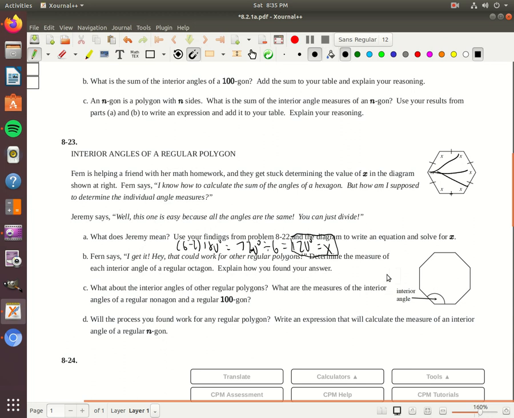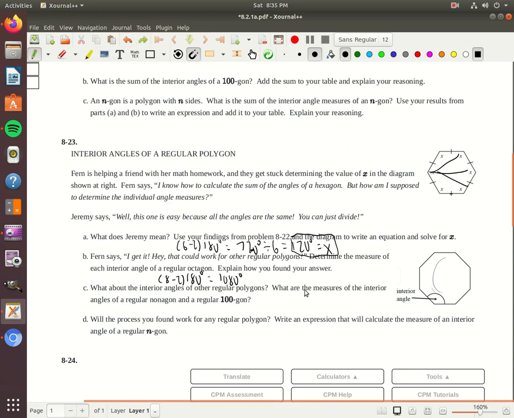Well, again, I'm going to say, all right, there's 8 sides. I'm going to subtract 2 and multiply that by 180. So 6 times 180 is going to give me 1,080 degrees for the whole shape. Right? This whole thing is 1,080 degrees.